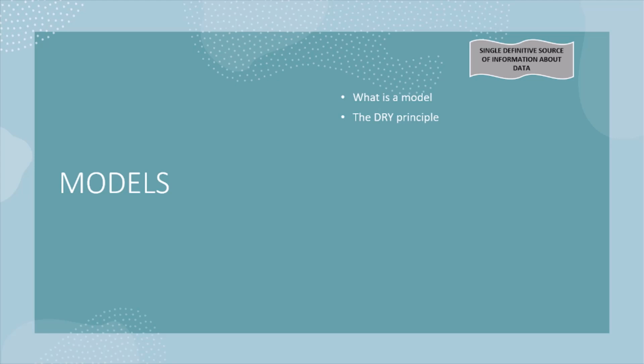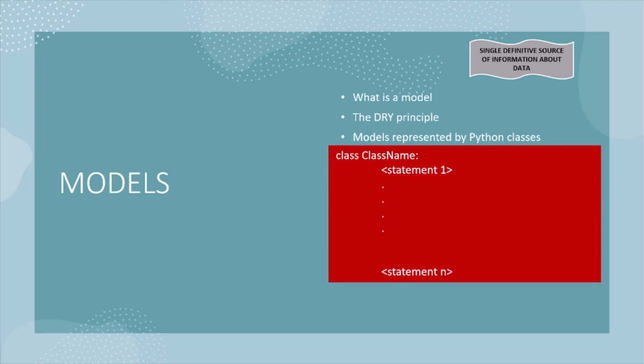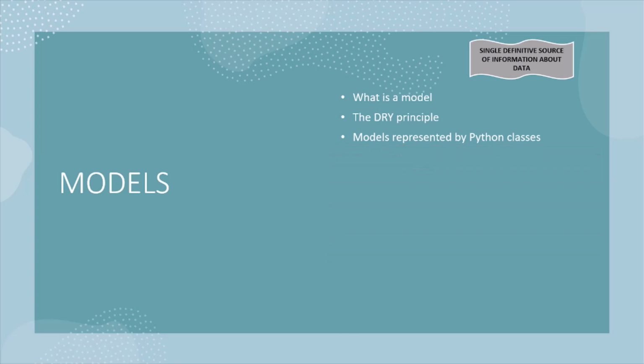Talking about models themselves, they are essentially Python classes. Okay, so you would have a model represented like this, with statement 1 to n being the field names. Remember that these classes are subclasses of the django.db.models.Model class. In fact, it is required to be specified as such when we create our models. Now, each model maps to one table in the database.